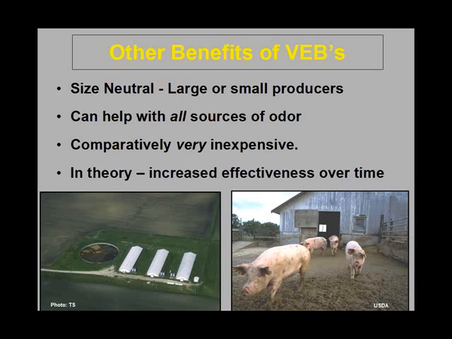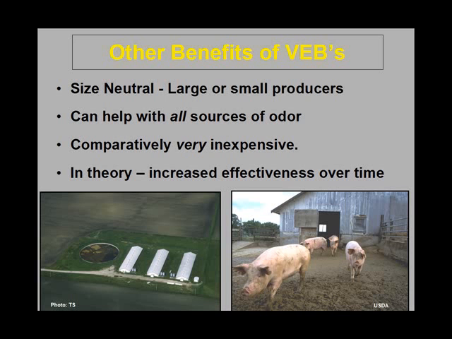Other benefits of using vegetative environmental buffers include that it's a legitimately size-neutral technology, so large and small producers can use them throughout their system in various ways. A lot of other technologies tend to work better for smaller producers or larger producers. This one, again, it's neutral. It doesn't matter who you are, what size facility you have. It doesn't matter what kind of technology you're utilizing. You can still use trees.